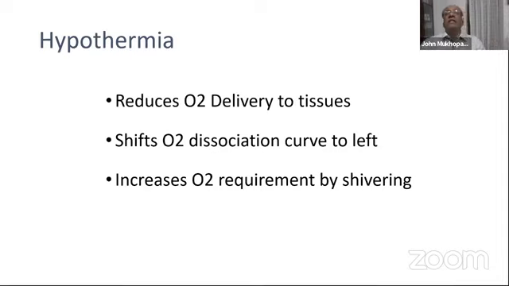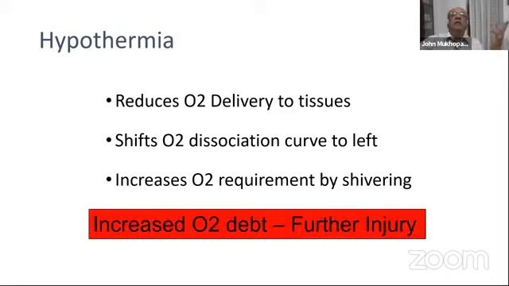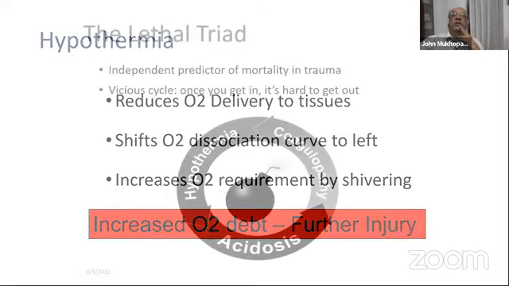Similarly, hypothermia is a thing that is often neglected in these patients. They're often stripped of all their clothes and they're in an air-conditioned environment. And this hypothermia causes further shivering, causes reduced oxygen delivery to tissues, and increases the oxygen requirement. So this shifts the oxygen dissociation curve to the left and causes further problems. So increased oxygen debt leads to further injury.